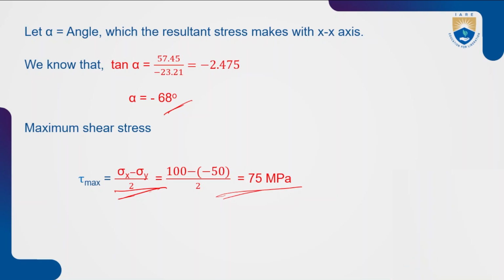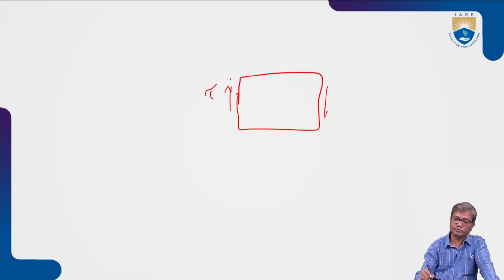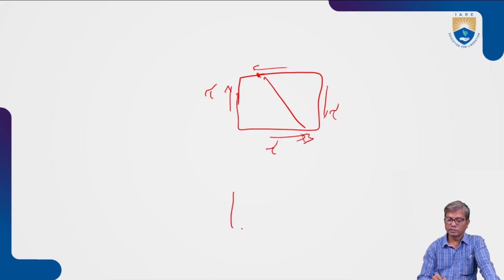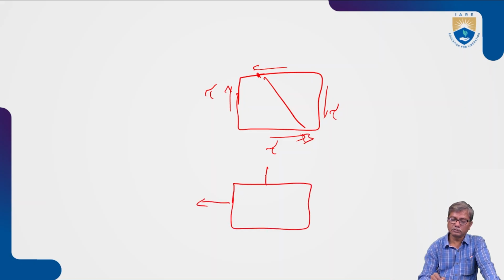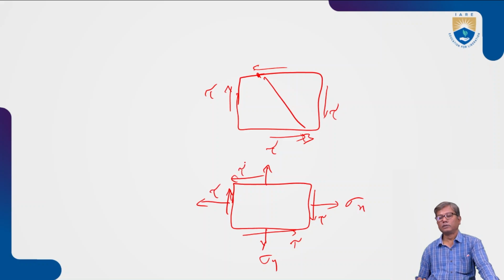And before that, we have to discuss two more cases. That is when the member is subjected to pure shear. Okay, what will be the stresses acting on inclined oblique plane? Similarly, when a member is subjected to normal stresses as well as shear stresses, sigma x, sigma y, and tau. Yeah, these two cases we will discuss in the next session.